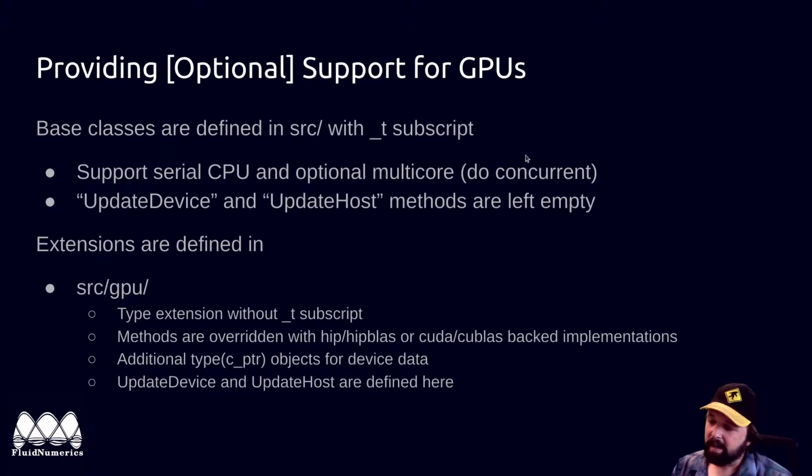Now, if I want to do a type extension of those base classes for a GPU, what's really cool here is I do the same thing as I did for CPU. So I do a new class. If I had DG model 1DT, I would make my type extension called DG model 1D. I would override the methods that I want to override with the GPU.